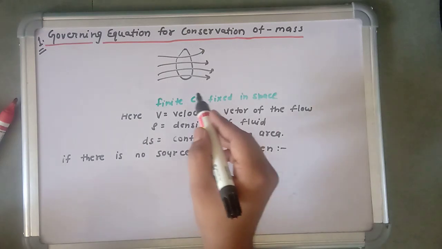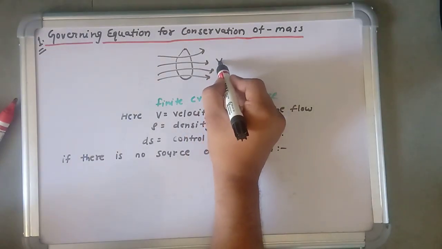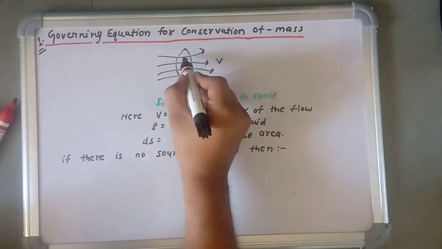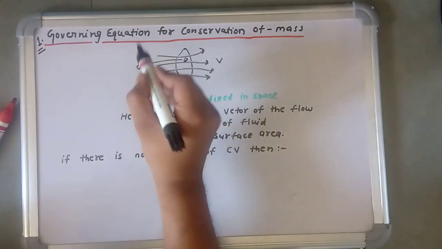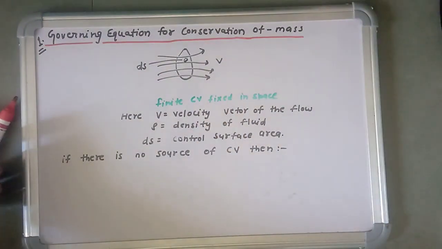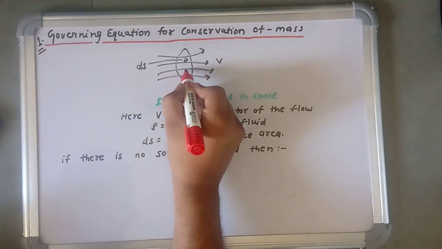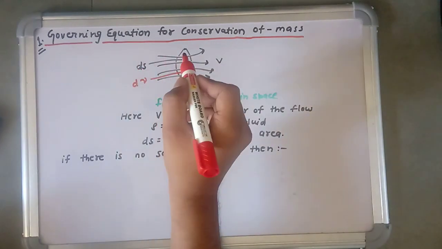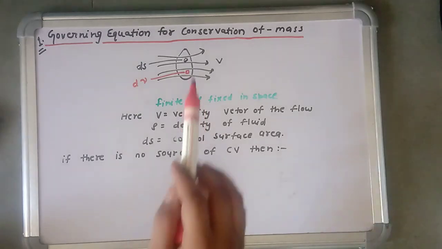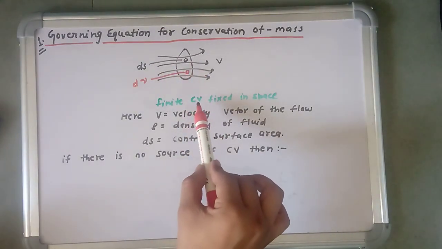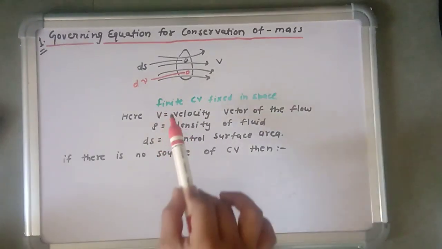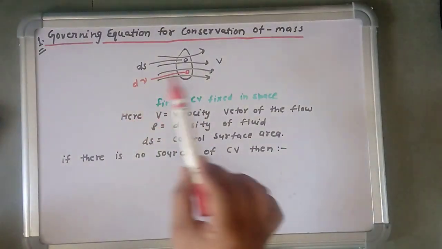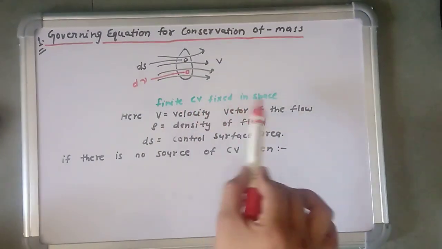This is the velocity of the fluid, and this is our elemental area. Here this is our elemental area, and this is our elemental volume. This is basically the finite CV, meaning the control volume. So this is the setup for the finite control volume fixed in space.